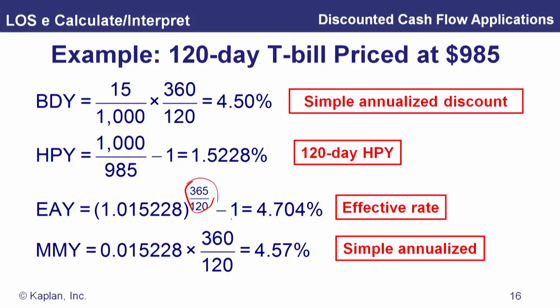And our money market yield, we just take the holding period yield and annualize it using that simple annualization of 360 over the number of days to maturity and get a money market yield of 4.57%.